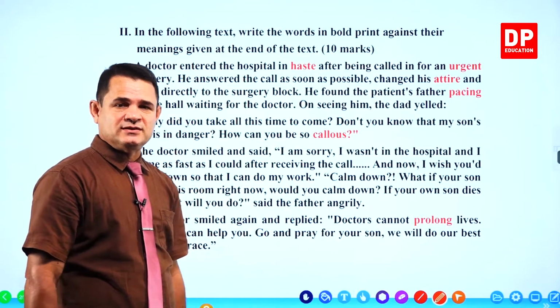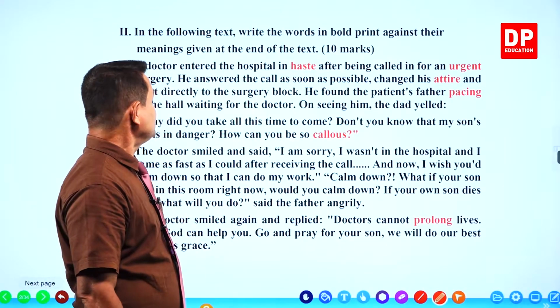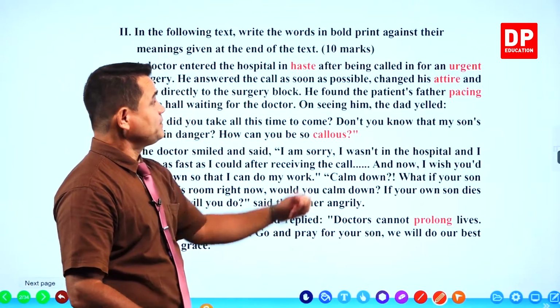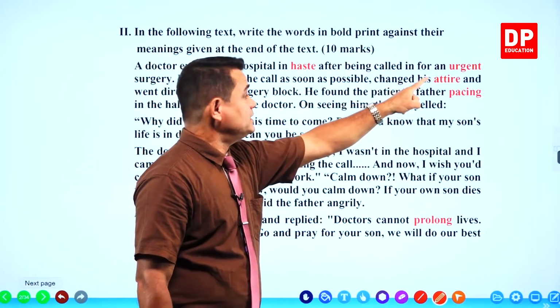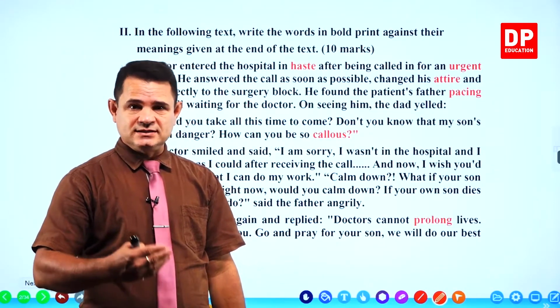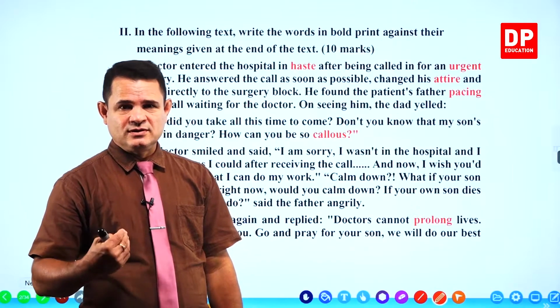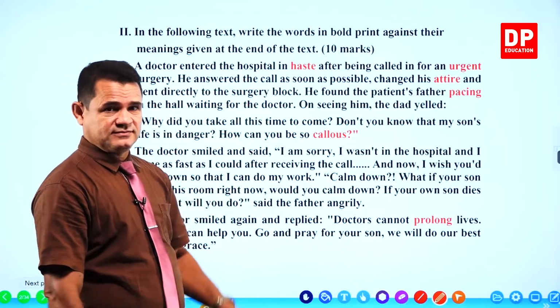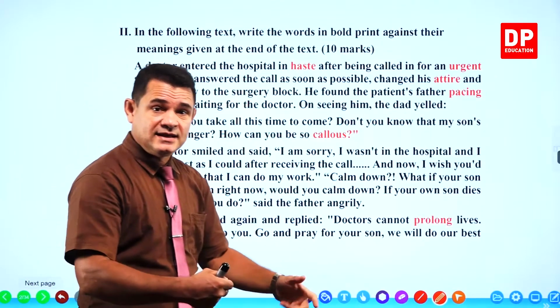Haste කියන්නේ මොකක්ද? A doctor entered the hospital in haste, being called for an urgent surgery. Urgent surgery. හදිසි surgery එකට call කරලා එයා ඉක්මනට වෙයි. Haste. Entered in haste.